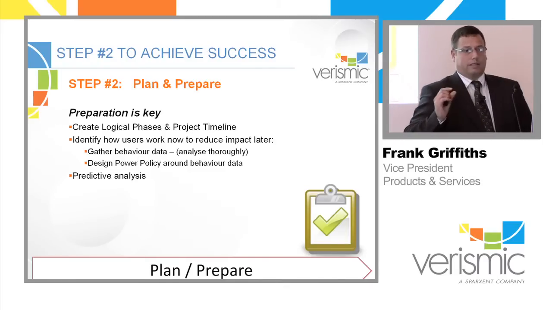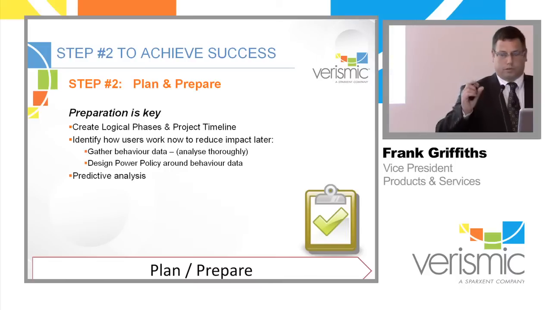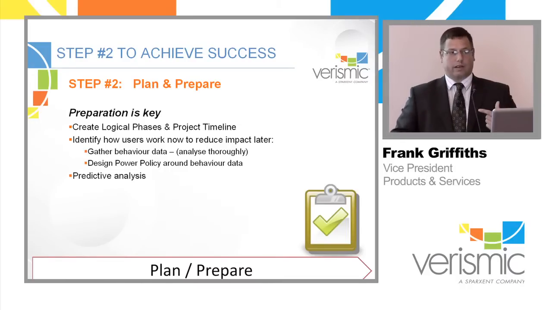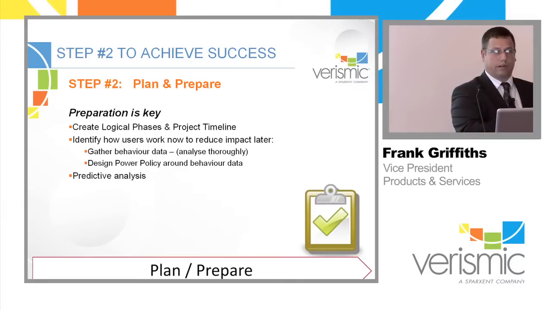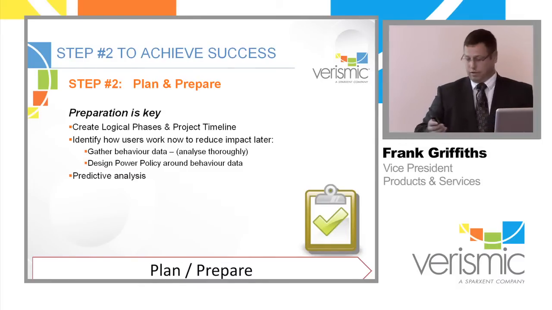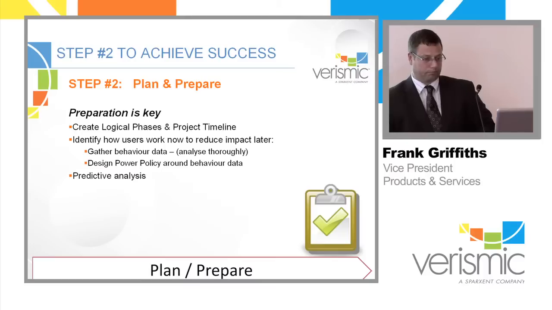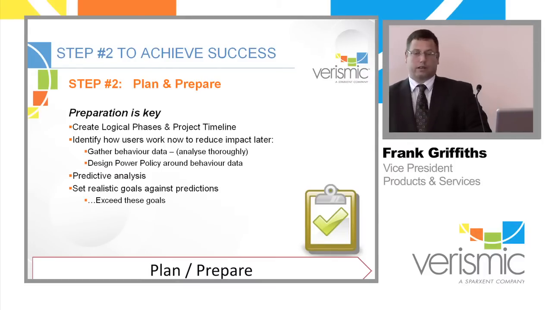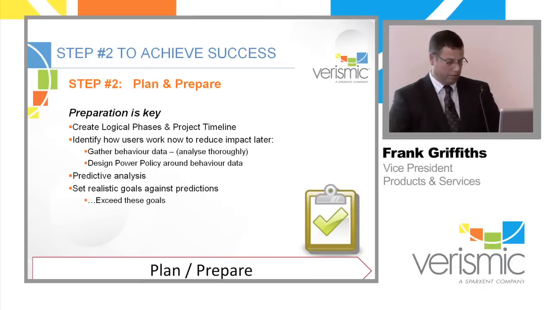So it's about writing your power policies and then running predictive reports to see what the different degrees of savings would be on actual usage data for the period that's passed, and then rolling those policies out and running the actual savings reports for the following period. And then once you've run the predictive analysis, set realistic goals against those predictions and then exceed those goals. And it's clearly possible to do.